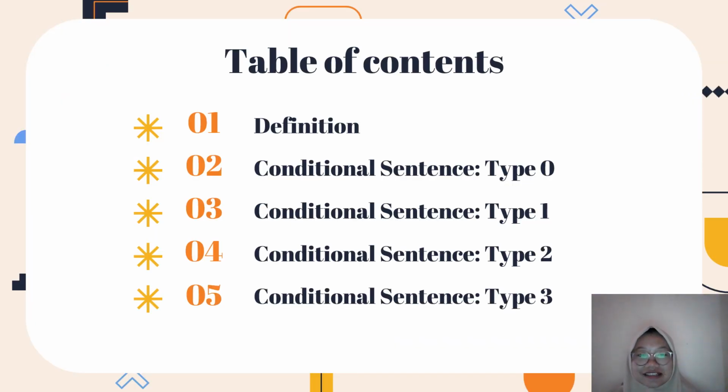Okay, so here is the table of contents. The first one is the definition. The second one, conditional sentence type 0. The third one, conditional sentence type 1. The fourth one, conditional sentence type 2. And the last one, conditional sentence type 3. Okay, so conditional sentence is divided into 4 types. The first one is type 0, and then the second is type 1, and then type 2, and the last one is type 3.